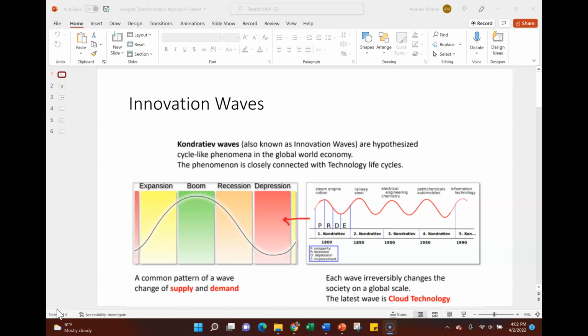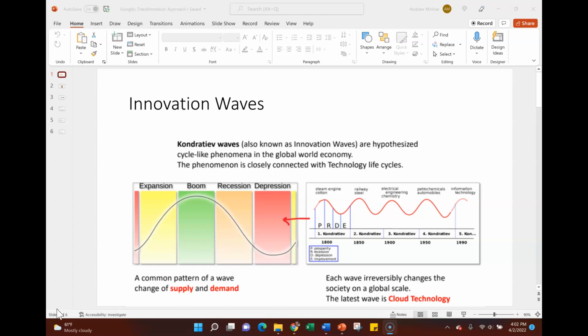And innovation waves, more commonly known as Kondratiev waves. Right now, if I didn't say that right or it seemed a little choppy, okay, it's a Russian name, so I'm sorry if I mispronounced it. Right, Kondratiev waves. And so Kondratiev waves describe this long-term economic cycle, which you see in the picture on the right by the red line, the squiggly line.